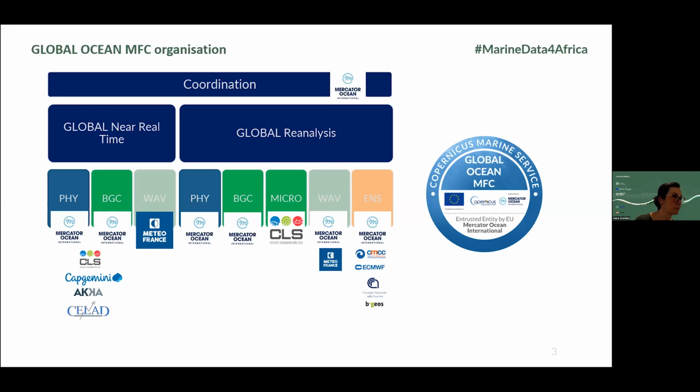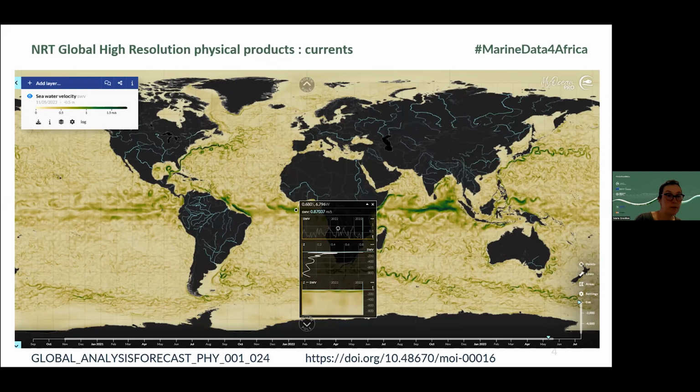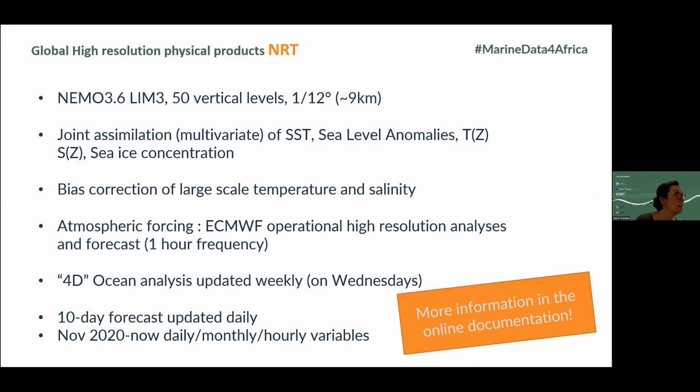So this is a first illustration of the global high resolution near real time products. These are the surface currents that you can see on the My Ocean Pro viewer from the Marine Service portal. I put here the number of the product, 124, and the DOI. This product is high resolution. We mean here for the global ocean, high resolution is 1/12 of a degree. So it's approximately 9 kilometers, 1 point every 9 kilometers, and 50 vertical levels.